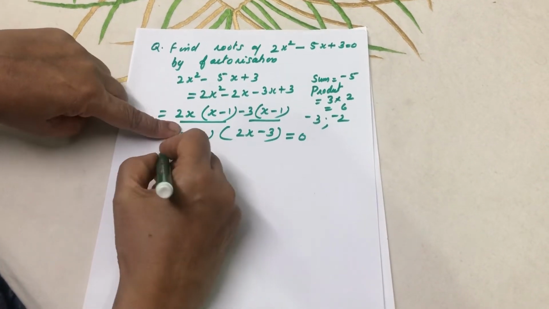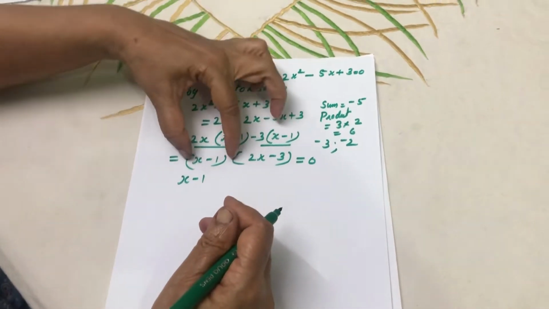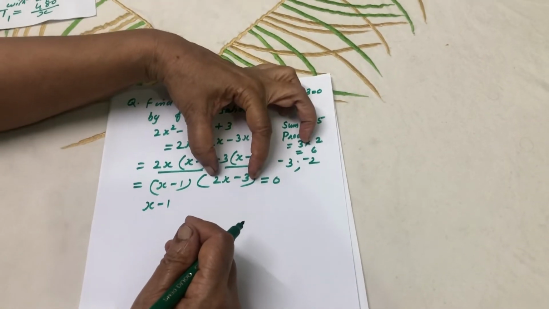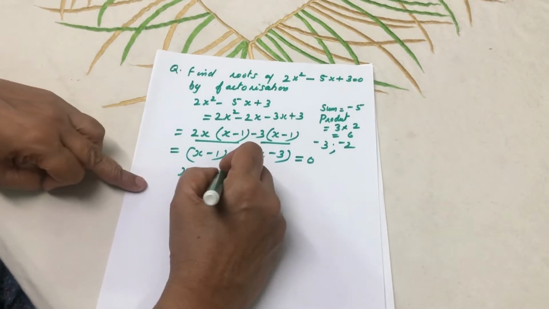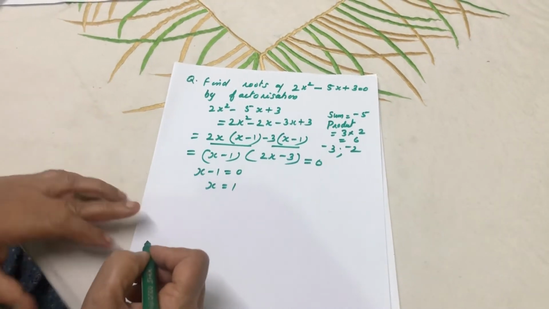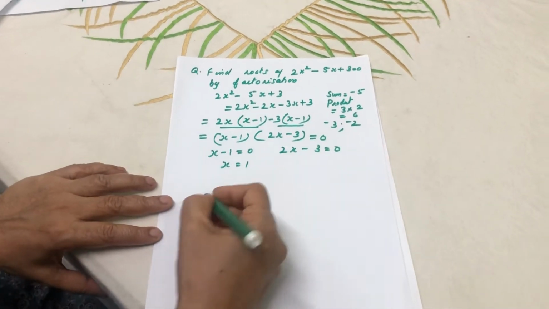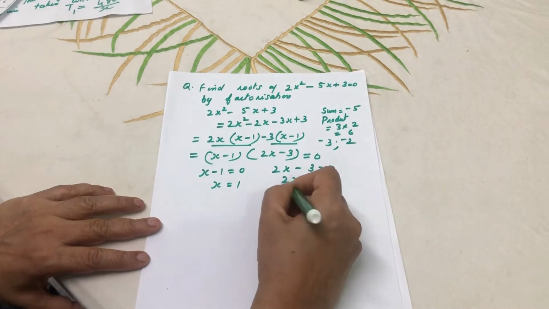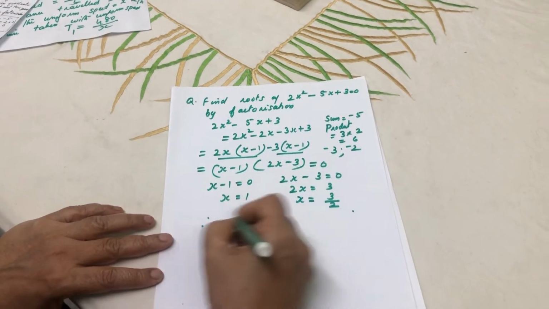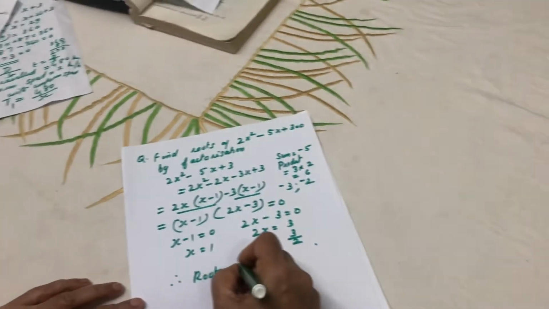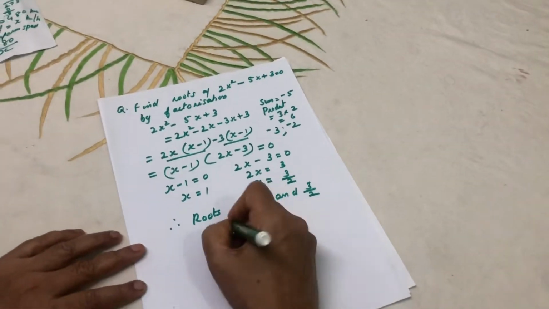Now you have to equate each linear factor to 0. Either this can be 0 or this can be 0, then only the product will become 0. x minus 1 equal to 0, so x is equal to 1. And 2x minus 3 equal to 0, so 2x is equal to 3, x is equal to 3 by 2. Therefore, the roots are 1 and 3 by 2.